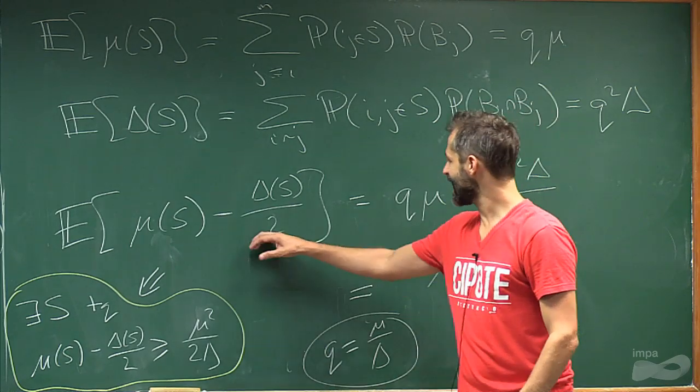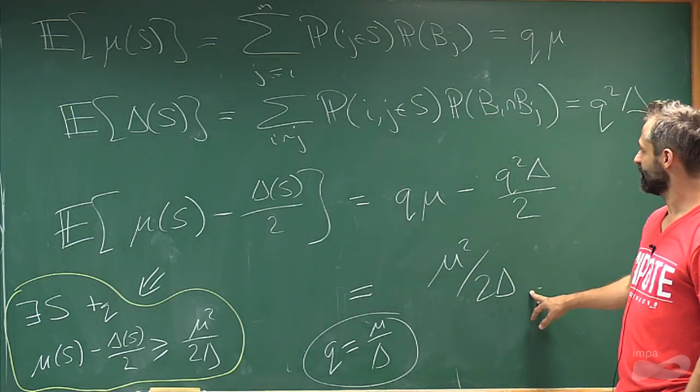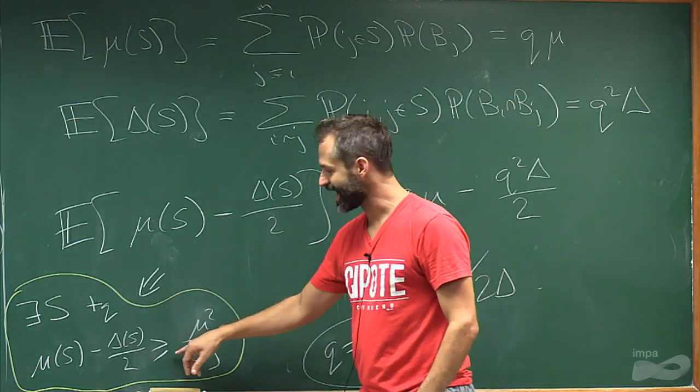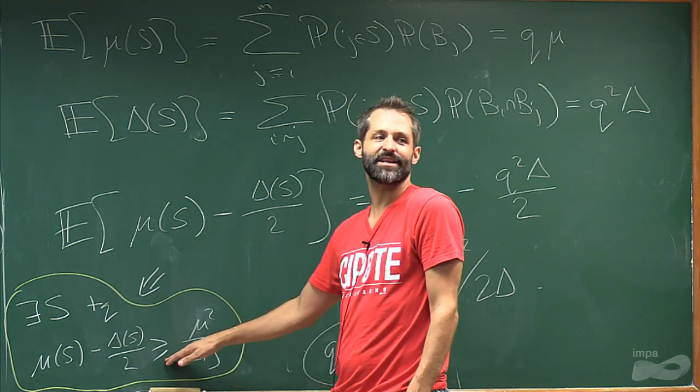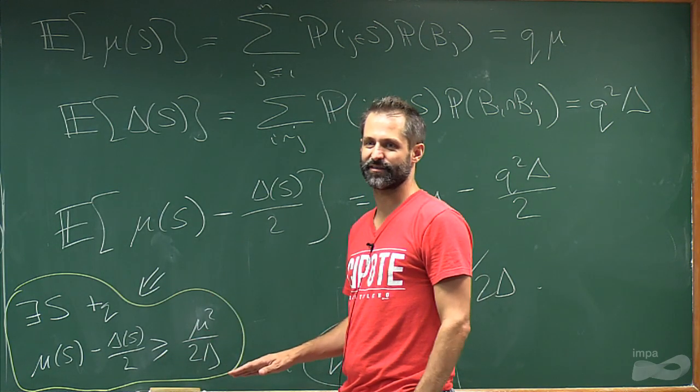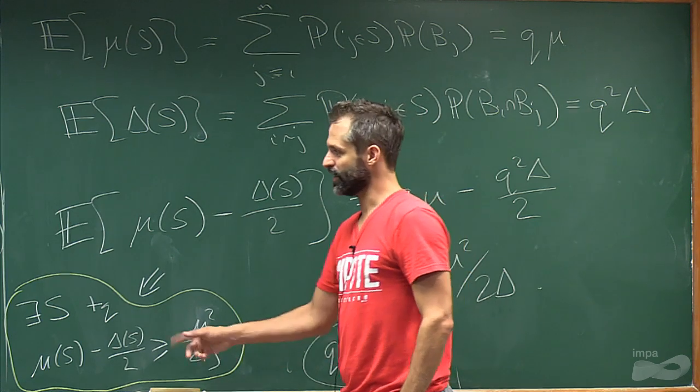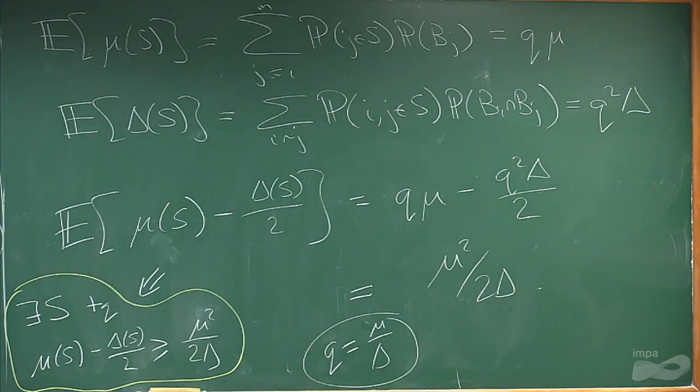The expectation is this, so there exists an s which obtains at least the expectation. Apply it for this s. This is at most e to the minus mu squared over 2 delta. Done.